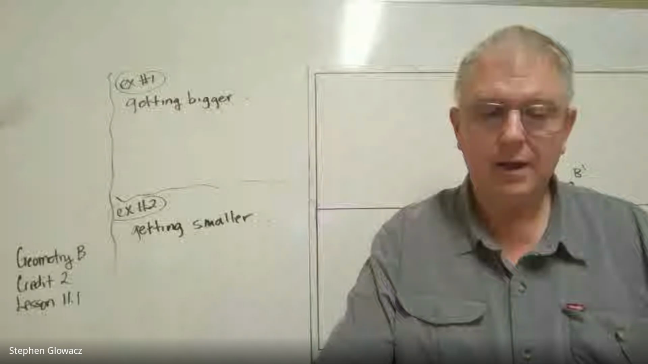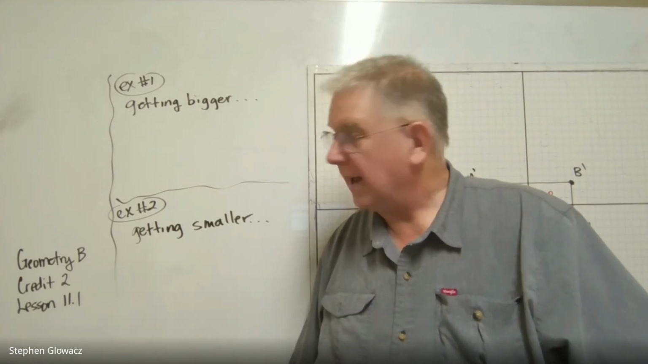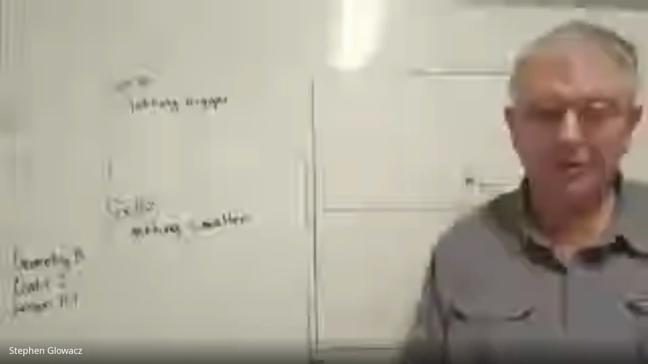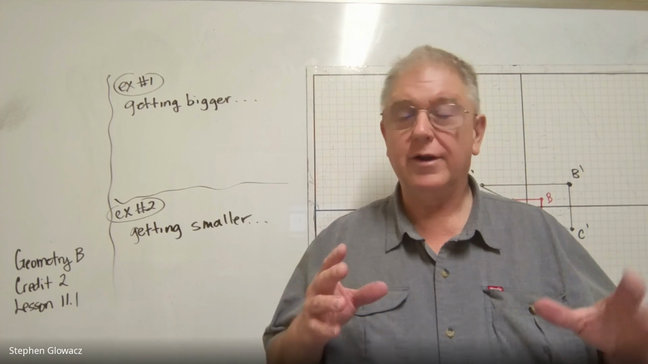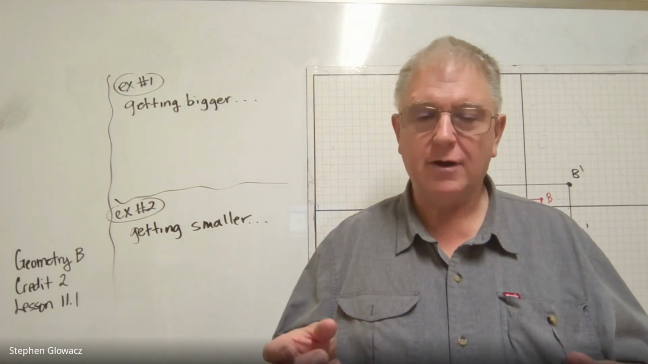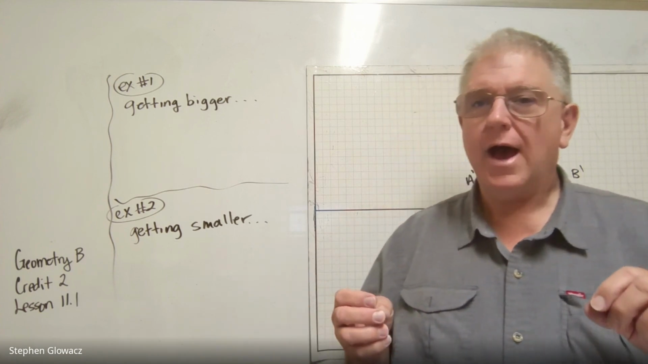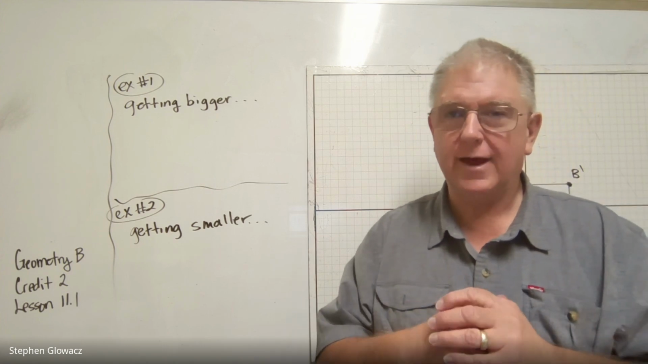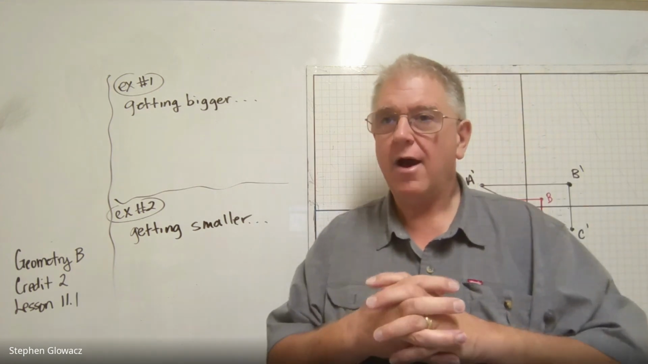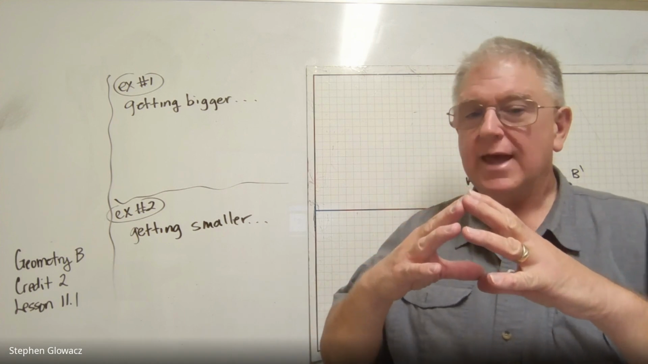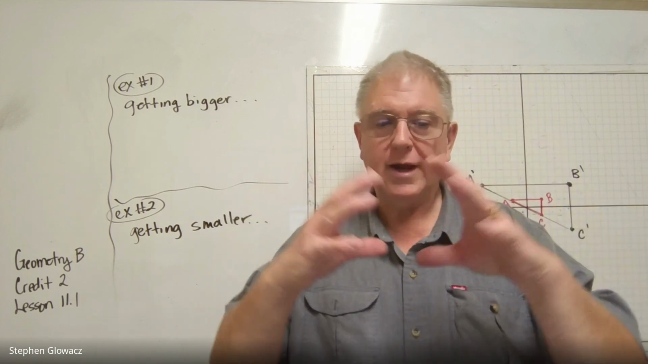These are the examples for Geometry B, Credit 2, Lesson 11.1. Lesson 11.1, we're going to be talking about dilations. Dilations is another type of transformation. Remember, we've talked about translations, reflections, and rotations. Dilations is another type of transformation where the object is the same shape but not the same size. It's either getting bigger or getting smaller.